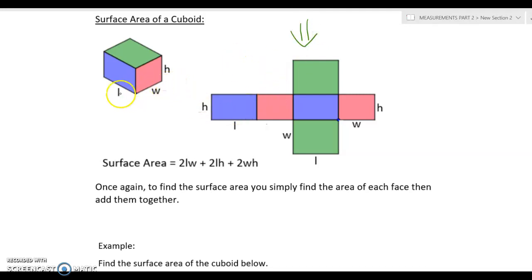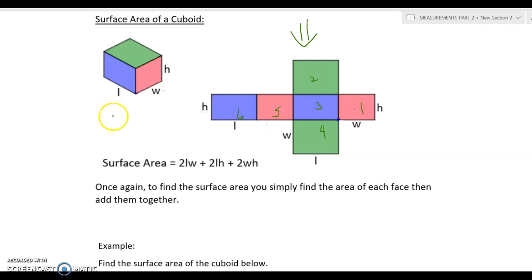Now in a cuboid we have length, width, and height, right? And how we find the surface area, again, is 6 faces. You can work it out separately. You can name them again 1, 2, 3, 4, 5, 6. So this is face 1, face 2, 3, 4, face 5, face 6. You could find the area of each face and then find the total at the end.